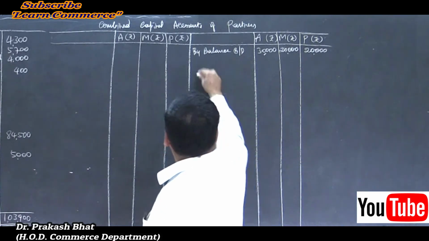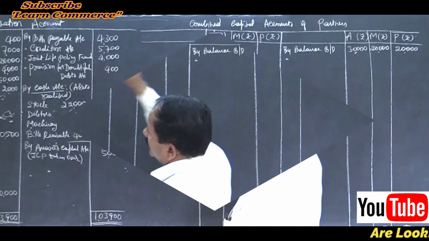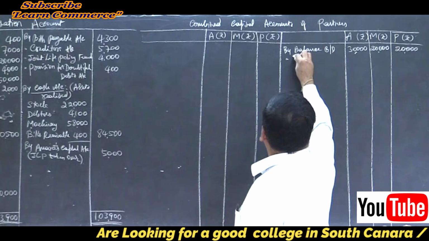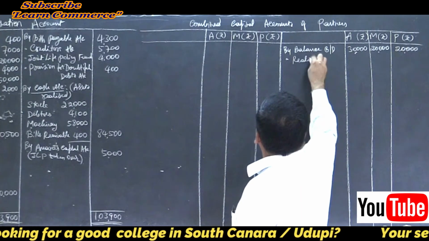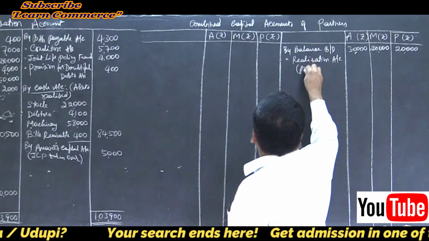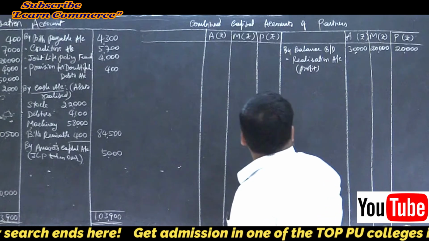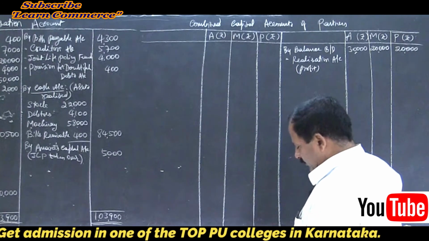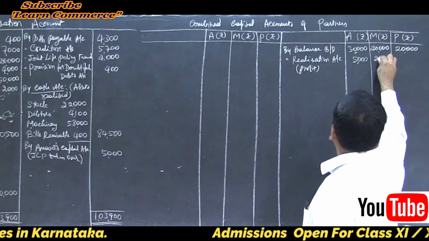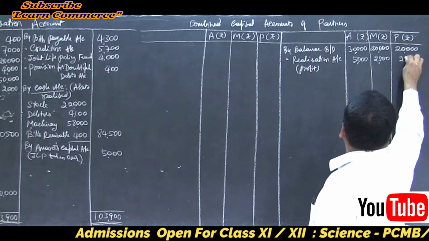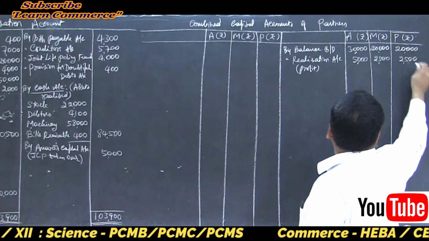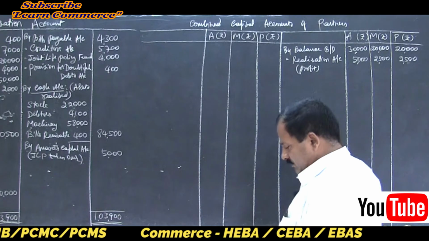And then profit on realization account goes to all partners' capital accounts, right? By realization account, profit. How much? 5,000, 2,500 and 2,500. Isn't it? Yes. Anything else?